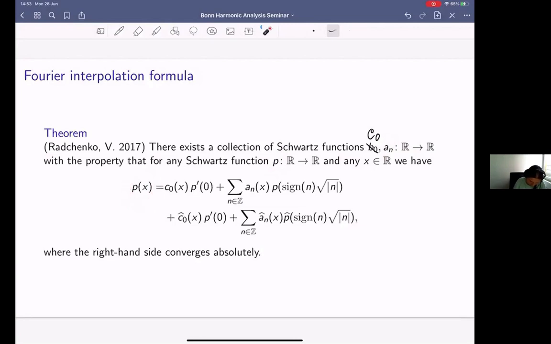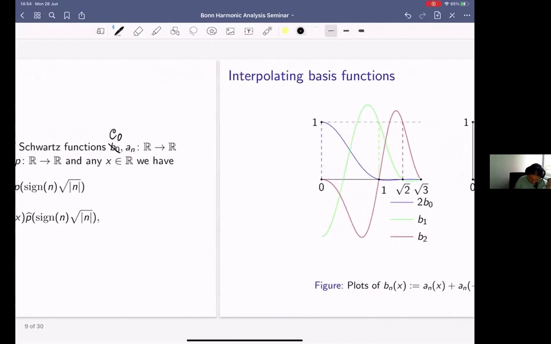from the value of its derivative at 0, the values of the function at all square roots of integers, with both plus and minus sign, and the same information for its Fourier transform.